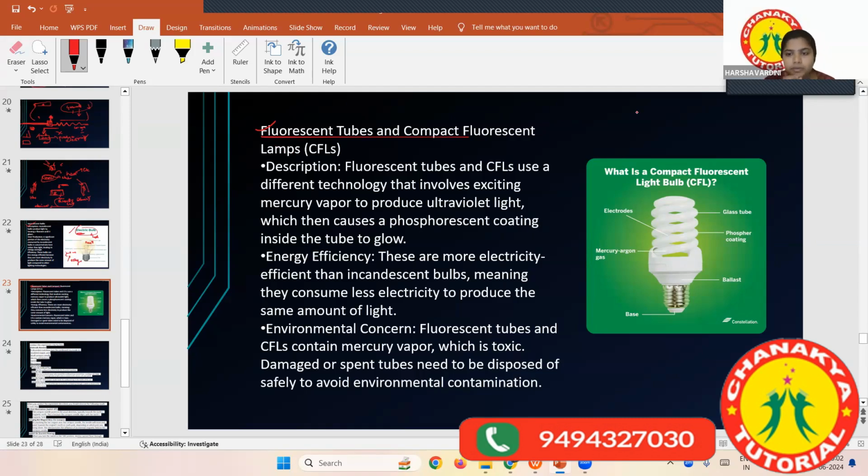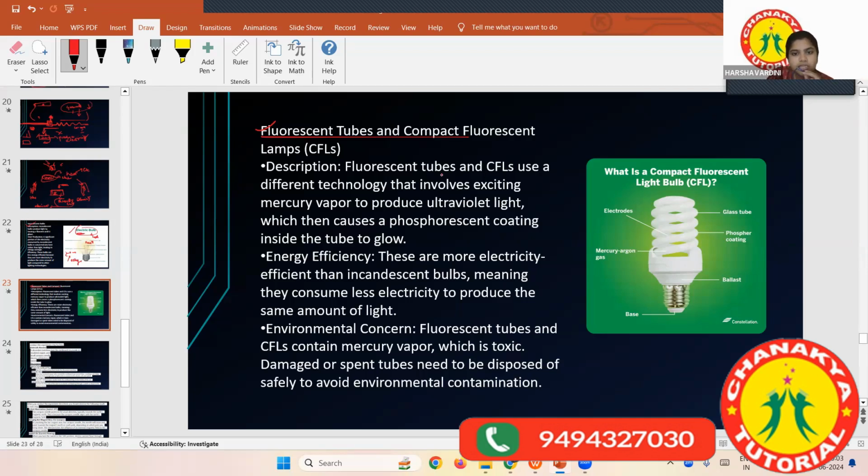So we'll see the description. Fluorescent tubes and CFLs use a different technology that involves exciting mercury vapor to produce UV light, which causes a phosphorescent coating inside the tube to glow. This is a mechanism you have to understand. This is a chemical reaction. The scientists, the inventors, they understood this concept of UV and implemented it in this. It's actually a very good idea.